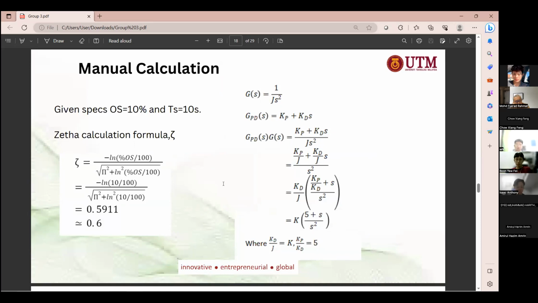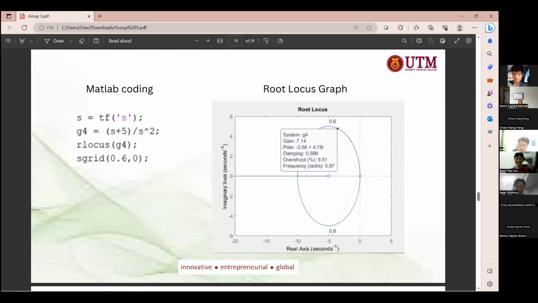Okay, so the zeta calculation is the same as the question just now. It's basically plugging in the formula, and we get 0.6. The question gives us the spacecraft system as 1/Js². So we plug in the PD controller formula, which is KP plus KD times S, and then we create the open loop transfer function. Then we get this formula, and then we swap the variable and we get this.